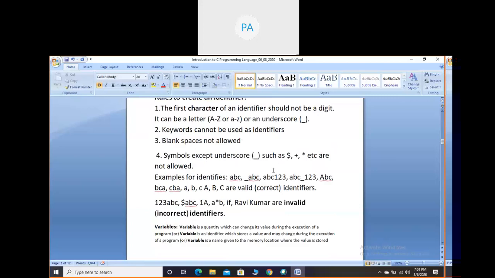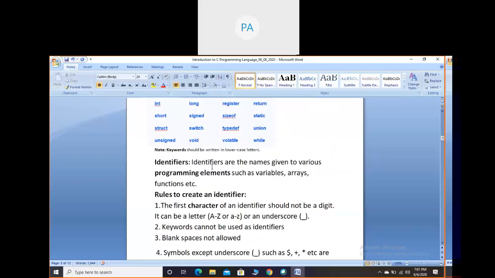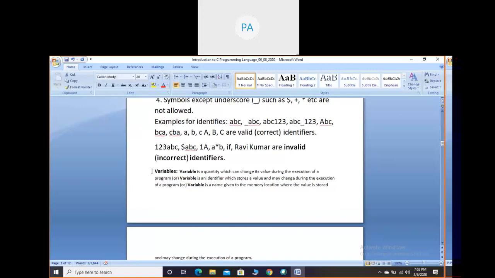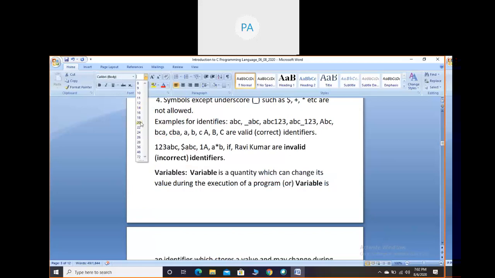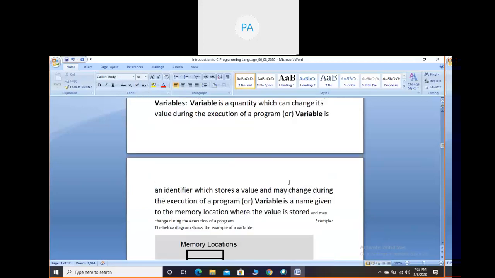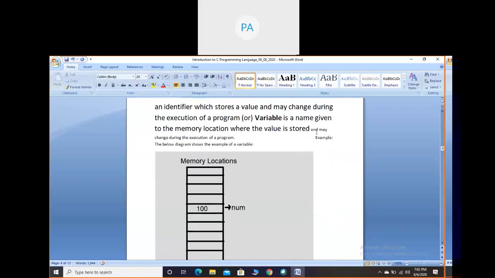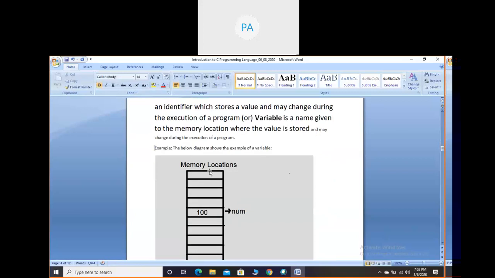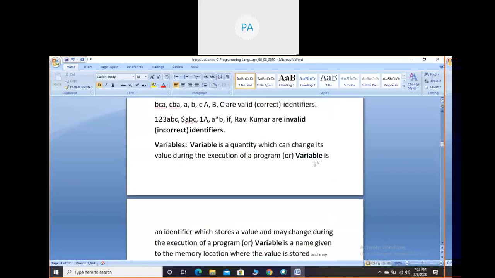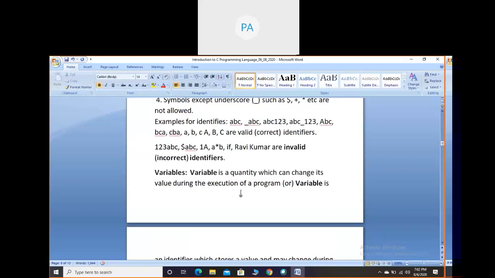Now look at the definition: an identifier is a name given to various programming elements such as variables. So we will see the concept of variables now: what a variable is, what the variable name is, what the rules are to write a variable name, and what concepts we come across with variable names.